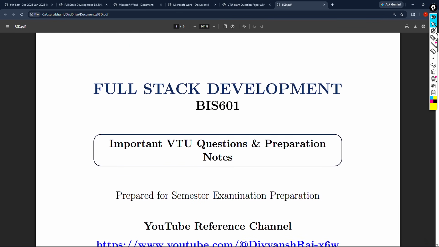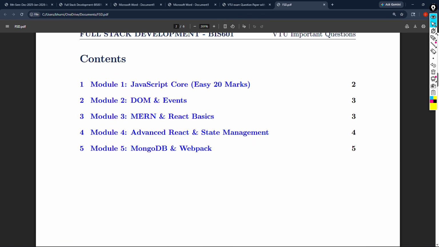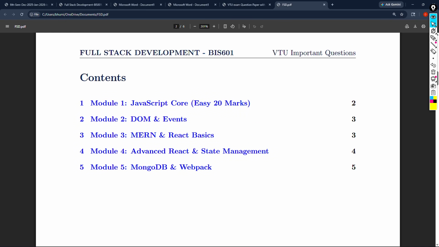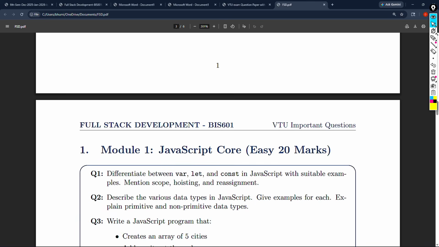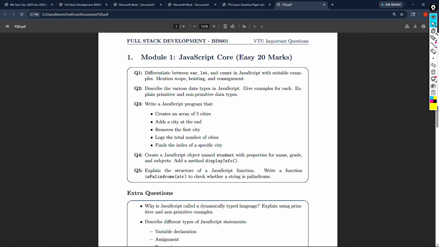So this is the passing package. I have not just thrown all the questions in this package. I have divided the questions module wise: Module 1, Module 2, Module 3, Module 4, and Module 5. In each and every module, you'll see there are some core, very important questions, and there are some extra questions.